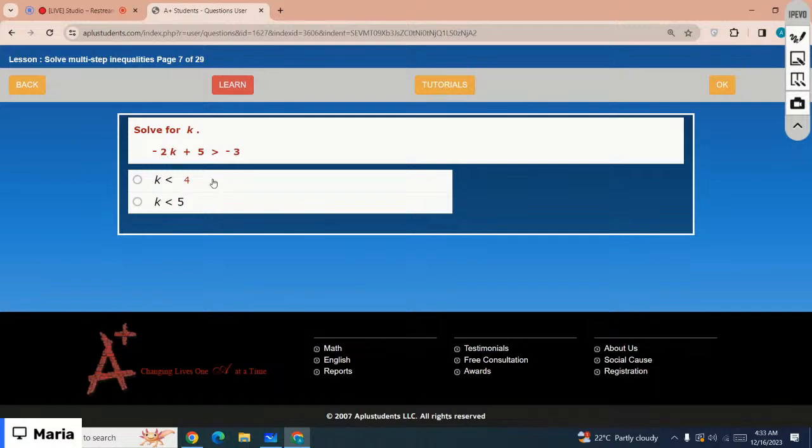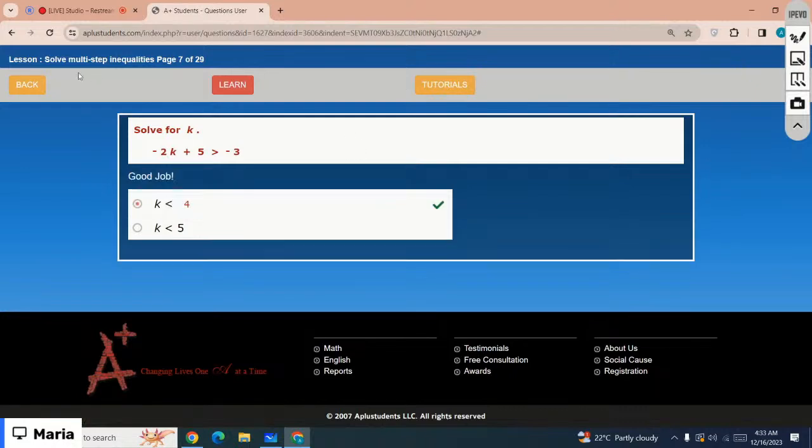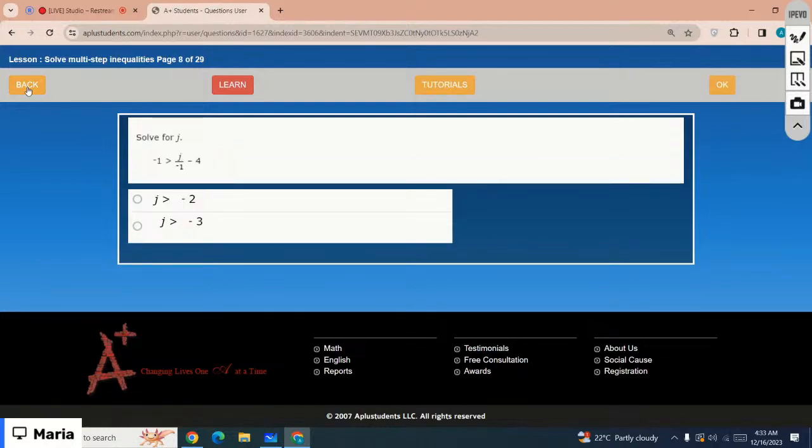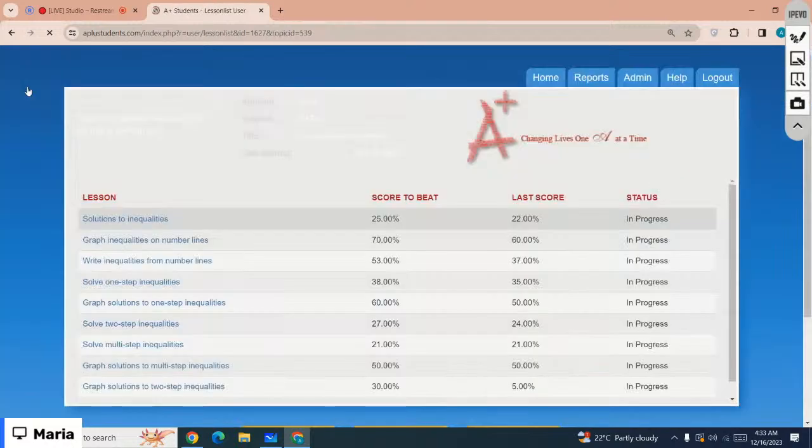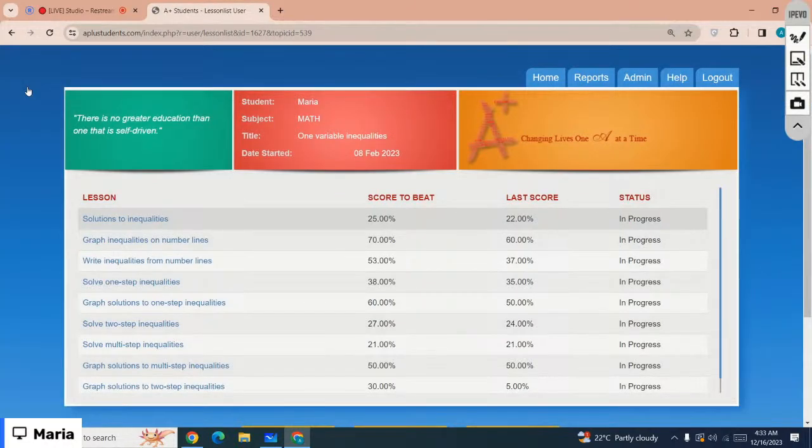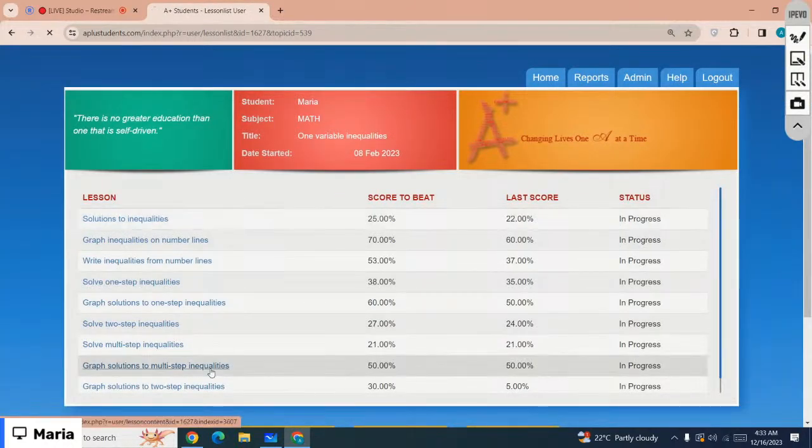Yes, that is option number one. Very good. Okay, you can complete the lesson by yourself later today. Let me just move on to the next lesson, and the next lesson is graph solutions to multi-step inequalities.